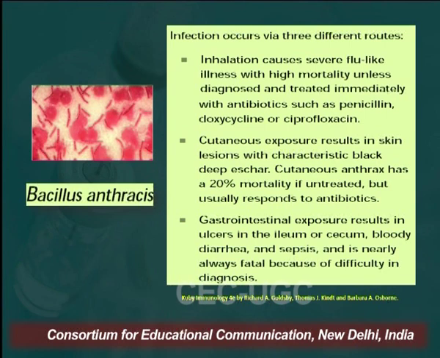Gastrointestinal exposure also results in the development of ulcers in the ileum and the cecum. Bacterial diarrhea and sepsis happen, so it develops into a fatal condition. So, Bacillus anthracis was used to make an inactivated, killed vaccine.